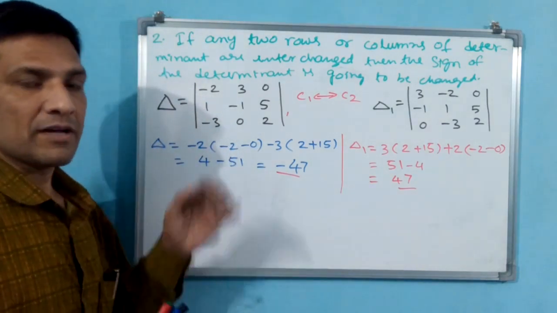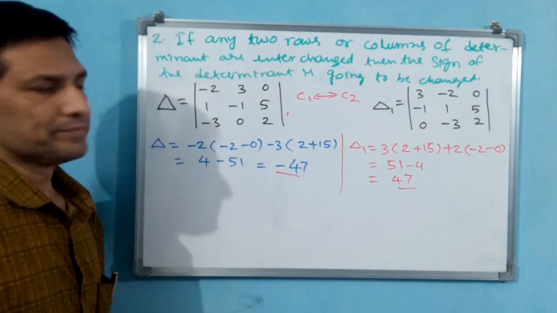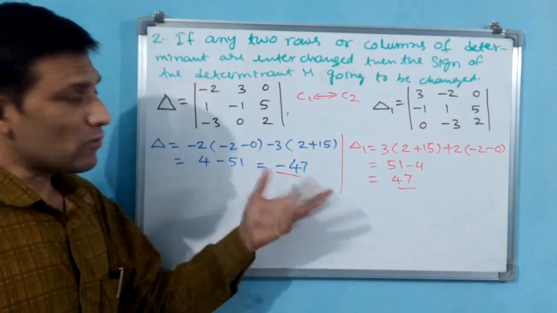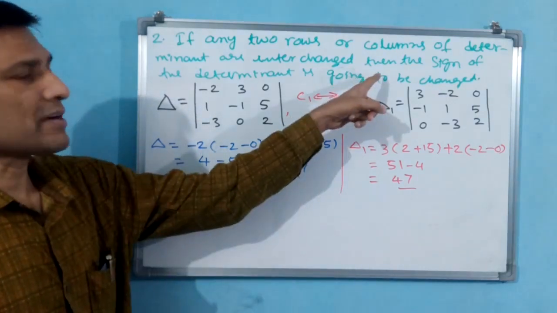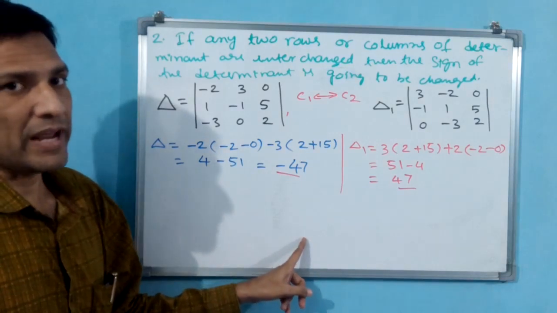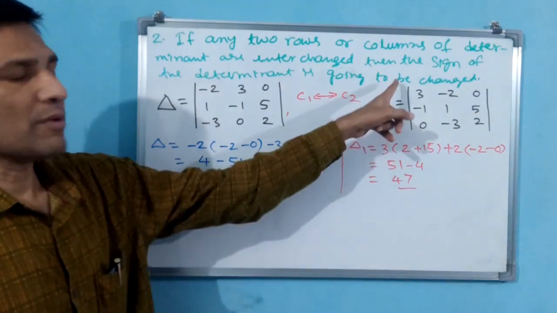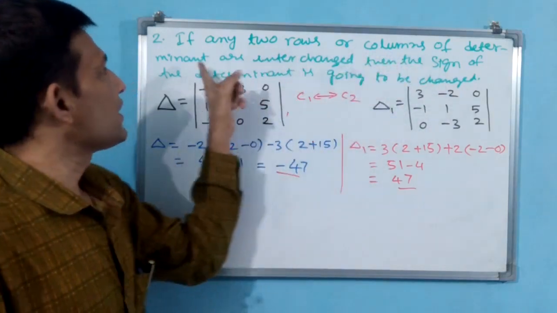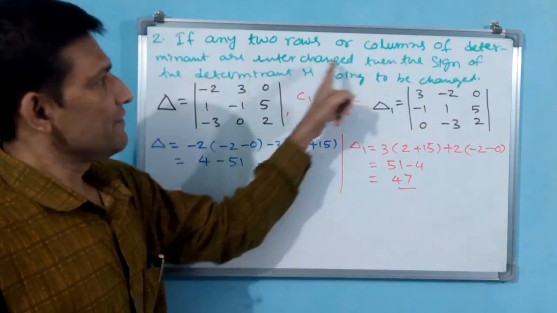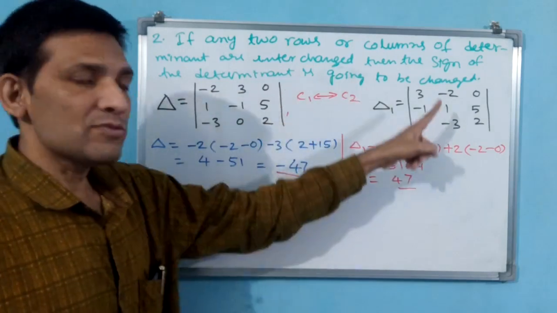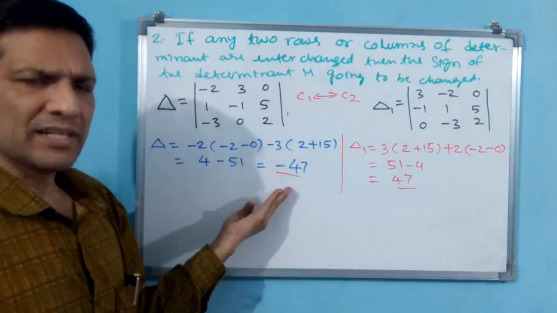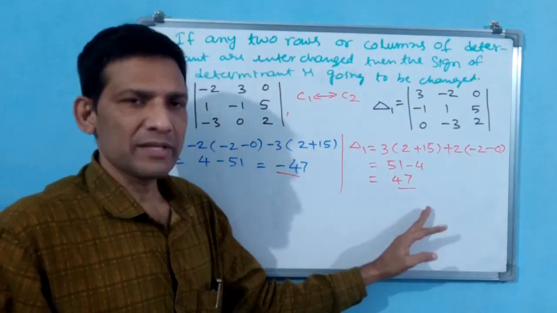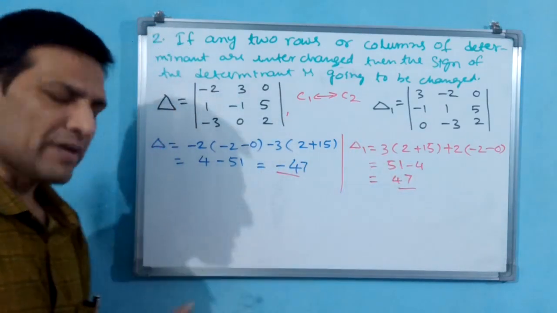Do you understand this concept or property? Same value, but only the sign has been changed. Here they have not written about the value, they have written about the sign only. If any two rows or columns of a determinant are interchanged, then the sign of the determinant is going to be changed. Sign is changed, that's all. Minus 47 has become plus 47. Plus 47 is going to become minus 47.